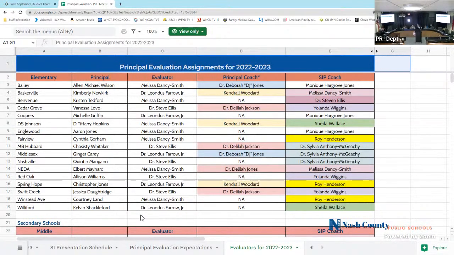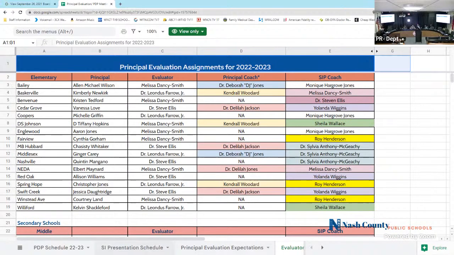Now, in September, principals are turning in their PDPs, which means they meet with us with goals. I'll go over goals shortly. Then in September and October, we look at school improvement plans, where they present them to their coach, senior staff and cabinet. Then around January, they have a mid-year evaluation, and in June, they'll have their end of year evaluation.